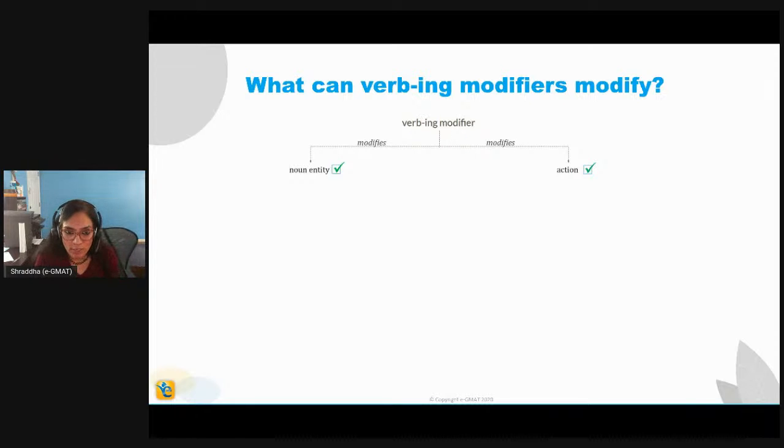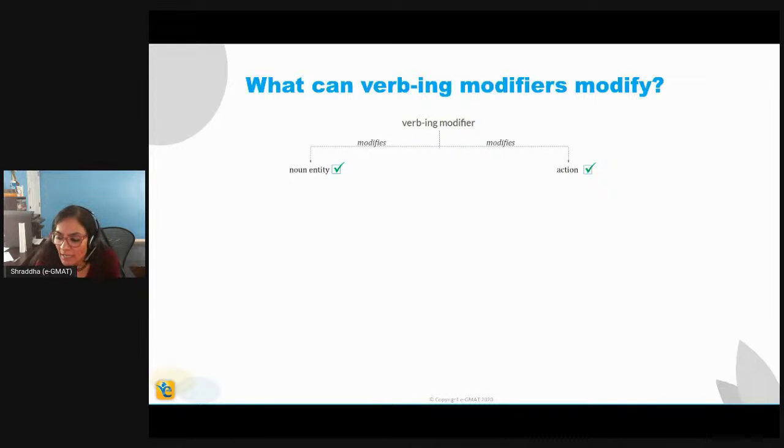Now, verb-ing modifiers can be used to modify either noun entities, or they can be used to modify actions. Probably that's why they appear to be so difficult, because they can modify both these entities. Now, as a noun modifier, verb-ing modifiers just present some extra description about the noun that they modify.